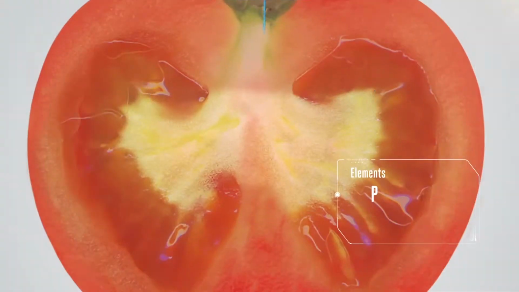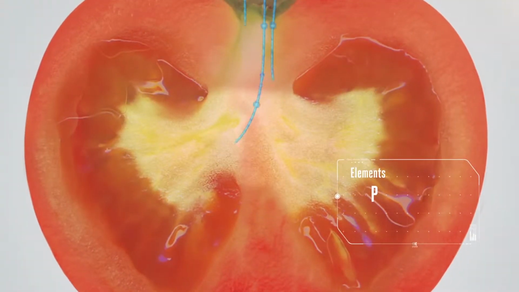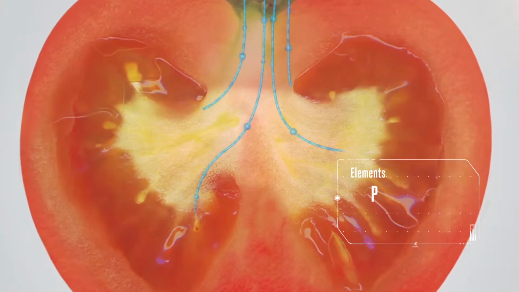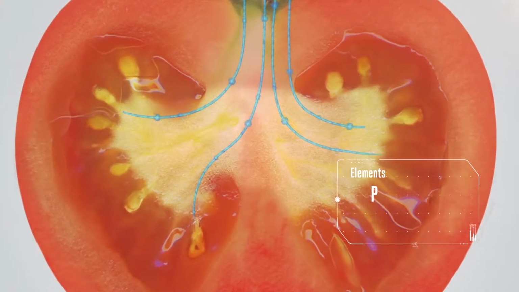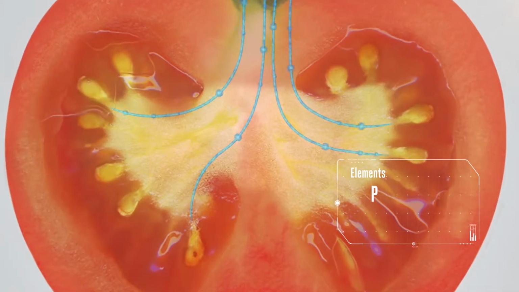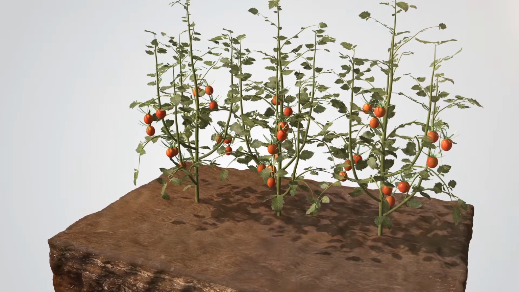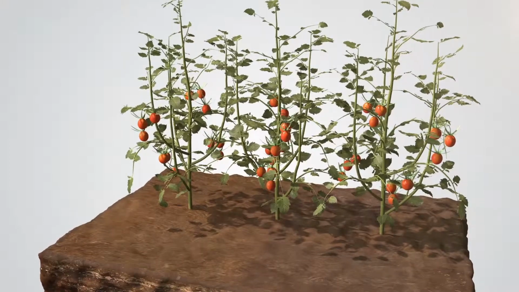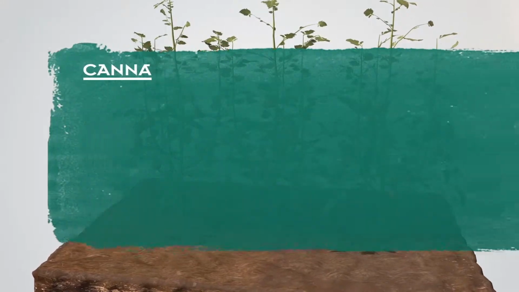The phosphorus in the fruit flows to the seeds, which encourages their development. Seeds need phosphorus to lock in the energy that they will need to germinate. This energy will ensure that the seeds get a good start. Using Canna Coco correctly will give you the optimum results every time.